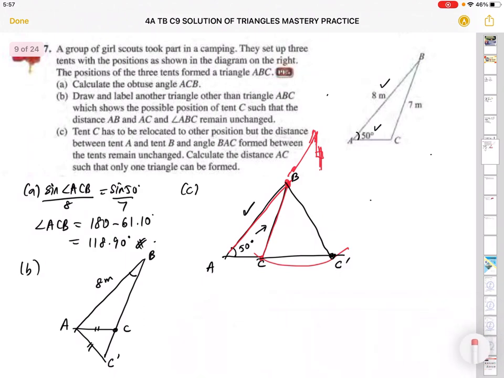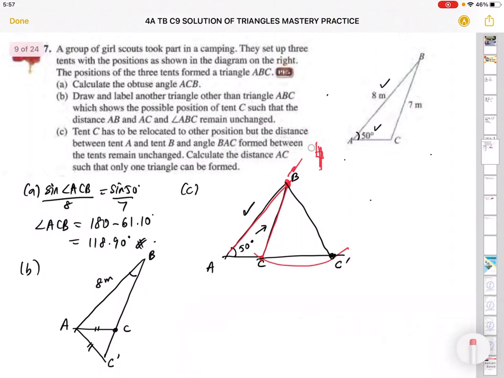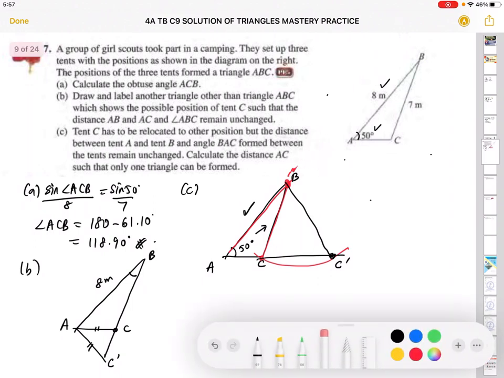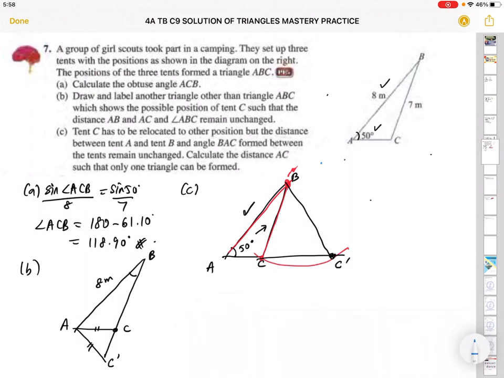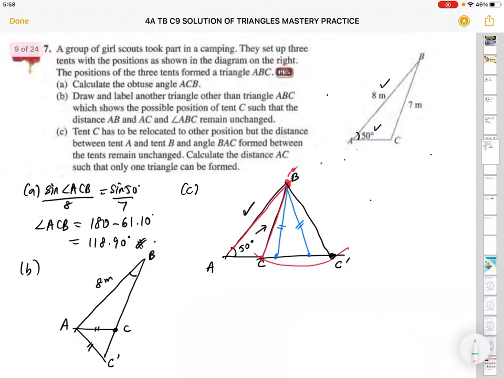Let me rub this off. If I shorten my BC, let me give a scenario. I shorten my BC, and my BC will be here. So I can have another triangle, two triangles as well. I still have ambiguity. But what if I draw BC exactly here at 90 degrees? At 90 degrees, I can only have one possible position for C. Only one triangle can be formed. I can't form two triangles.